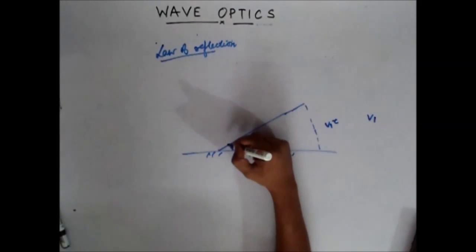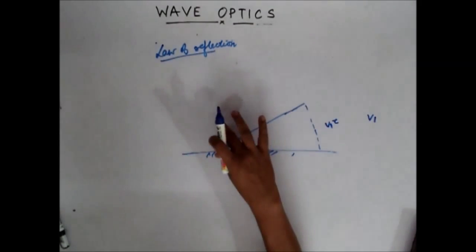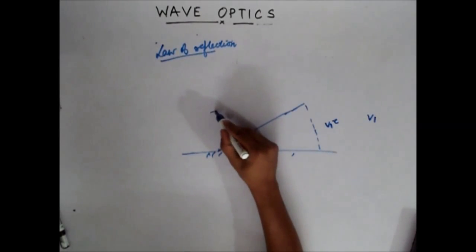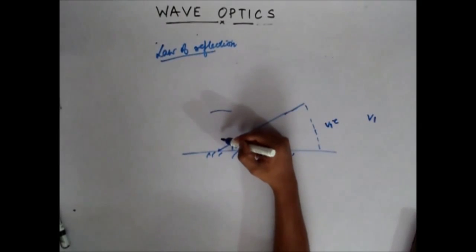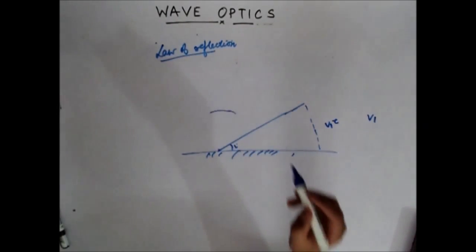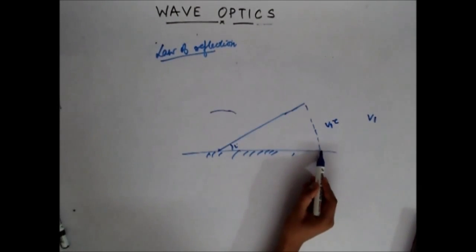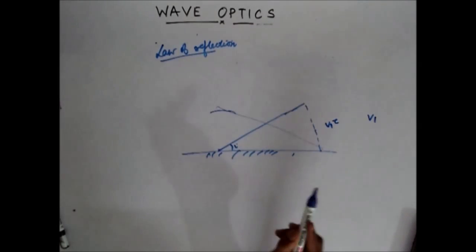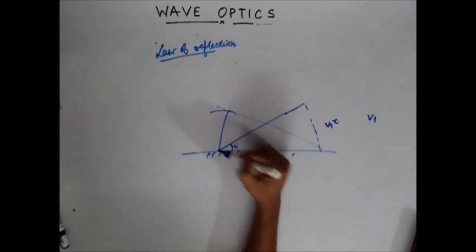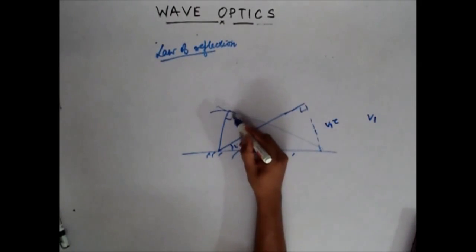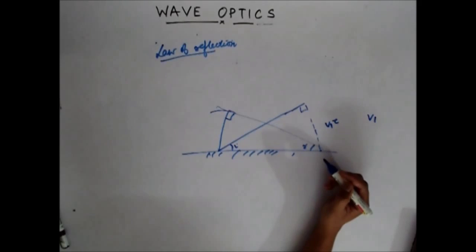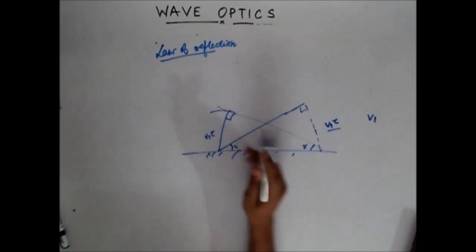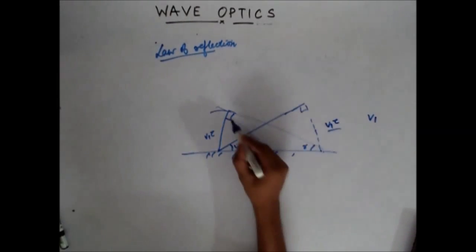Now from here, if I have to get the wave from here, then I'll have to draw an arc of radius v1 tau, and if this point and this are in phase, then this will be my reflected wavefront. So this angle is 90 degrees, this angle is 90 degrees, this angle is r. Now in this triangle you see that this is equal to v1 tau, this is also equal to v1 tau. This distance is the same, this is 90 degrees.